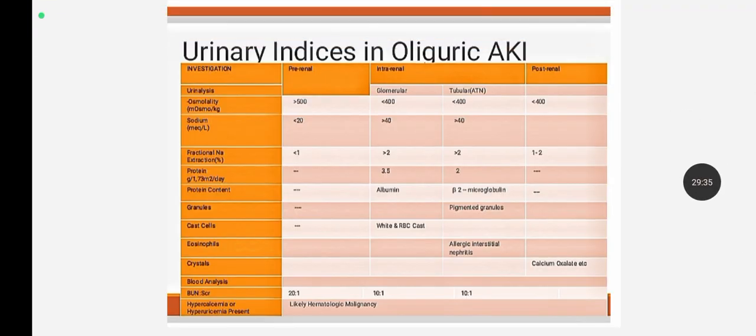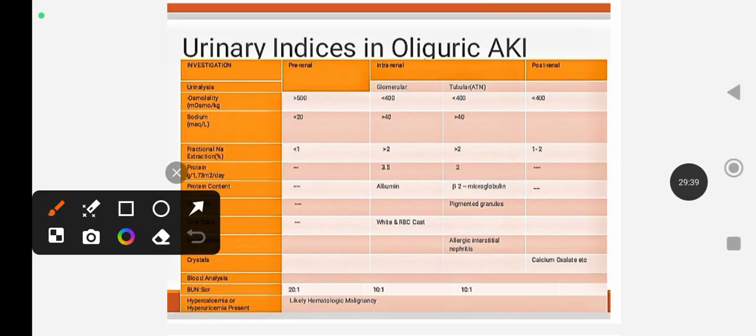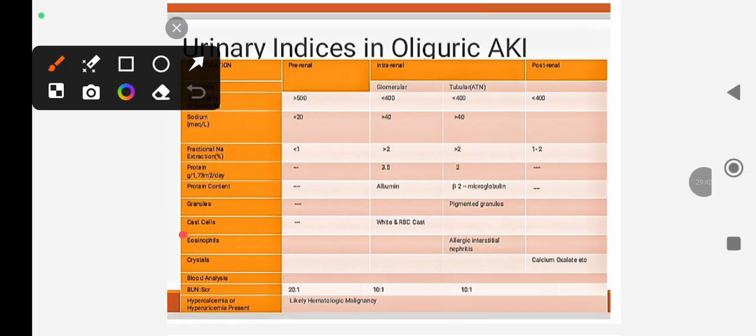So for the casts, you have white and red blood cell casts for glomerular nephritis. You know why you're seeing those casts? Because the integrity of the glomerulus has been compromised due to inflammation. For the eosinophils, it's only present in interstitial nephritis. It's only present in interstitial nephritis.